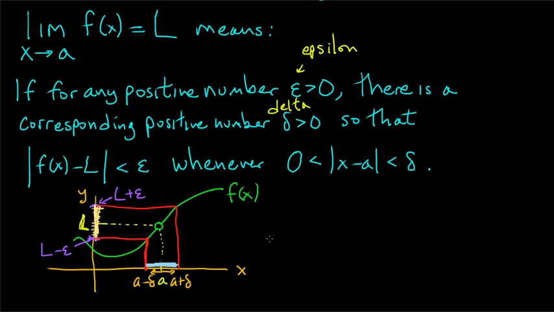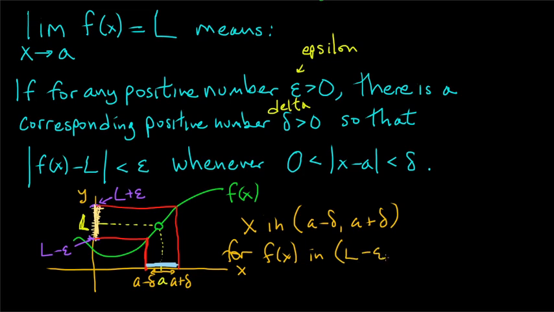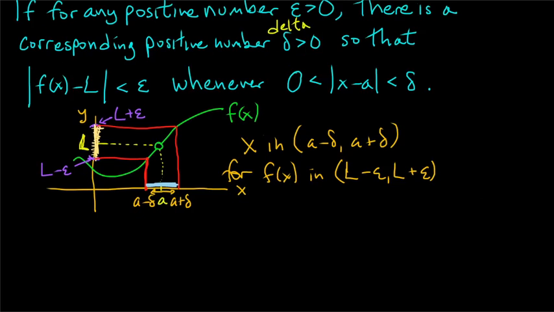Let me say that one more time. X has to be within this band. It has to be right between a minus delta and a plus delta, for f of x to be inside of L minus epsilon to L plus epsilon. And effectively this just means that x minus a in absolute value has to be less than delta.